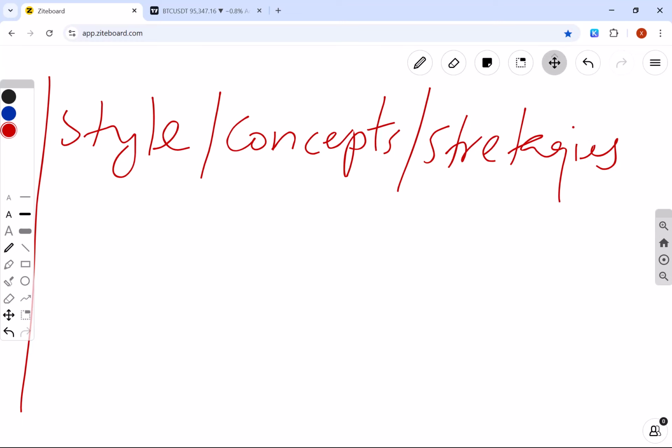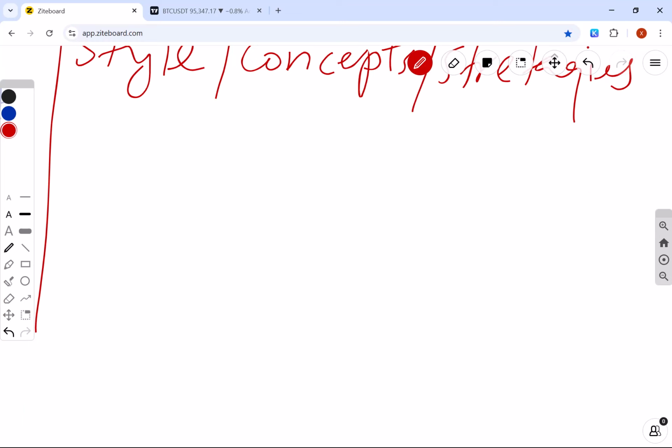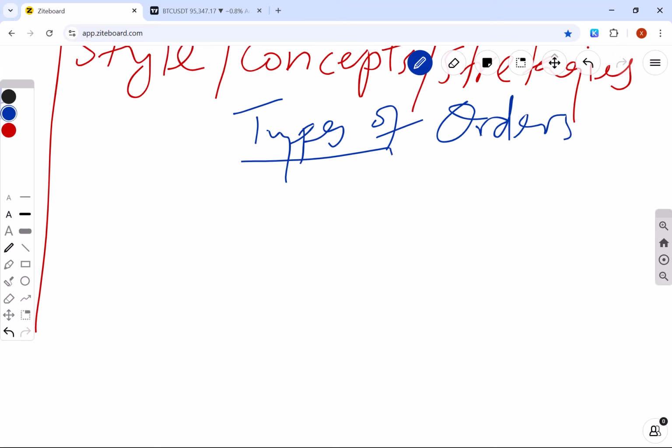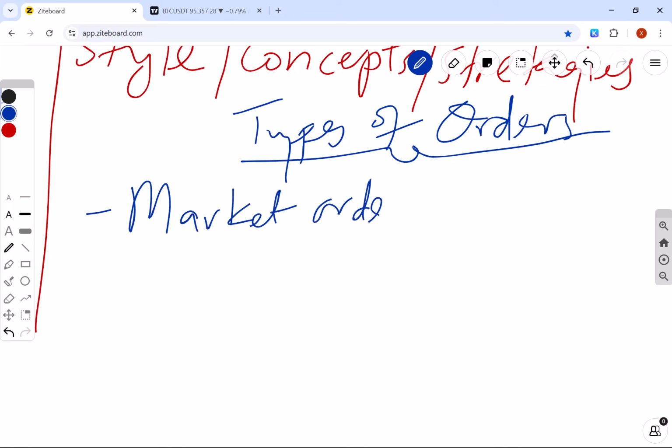Good. Now, types of orders. We have what we call the market order, or execution.